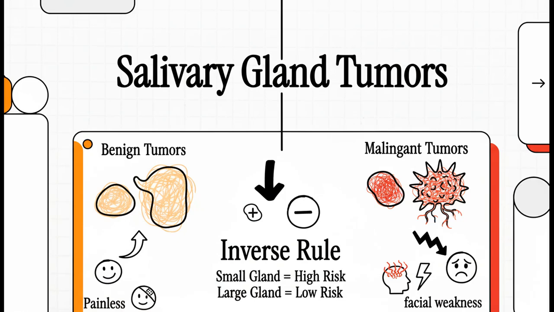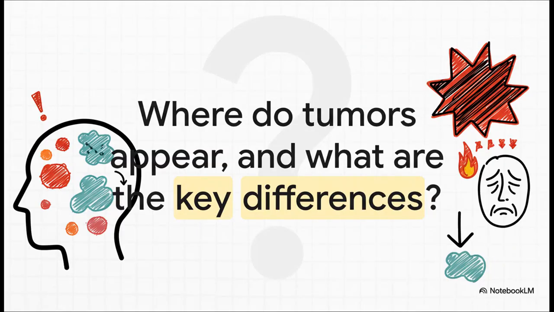All right, today we're going to tackle a really interesting topic, salivary gland tumors. We're going to break down what they are, where you find them, and most importantly, the key differences you absolutely need to know. So have you ever wondered what really separates a minor issue from a major one when it comes to these things? Well, the answer is kind of fascinating, and it lies in this surprising little rule.